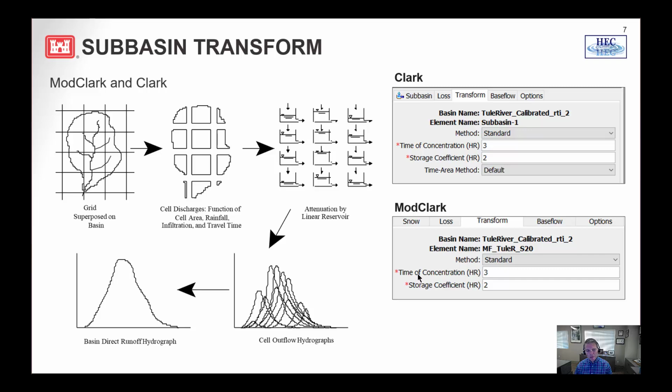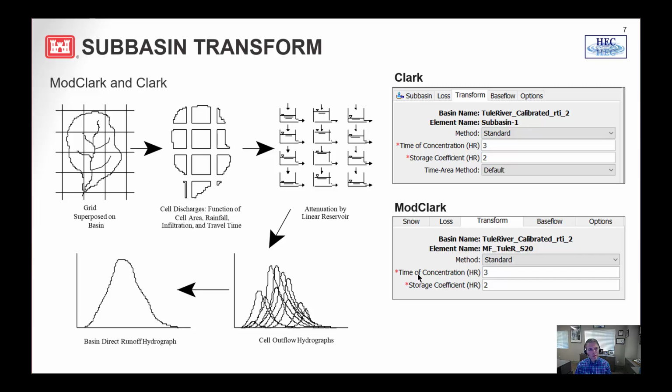And the storage coefficient, this is really a calibration parameter. It reflects the natural attenuation of the watershed. So a watershed that's able to store water and release it more slowly, it's going to have a large storage coefficient versus a watershed that water just flows off the watershed very quickly.